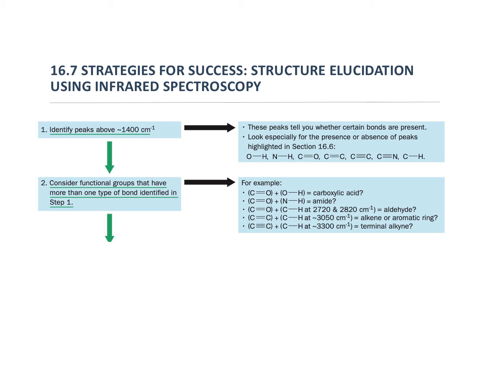Then you need to look at different functional groups that have more than one type of bond that you identified in step one. So for example, if you have a carbonyl and an OH, could that be a carboxylic acid? If you have a carbonyl and an NH, could there be an amide, right? Could there be an aldehyde, an alkene, or an aromatic group, a terminal alkene? So look at some of those combinations that we talked about in the previous screencast.